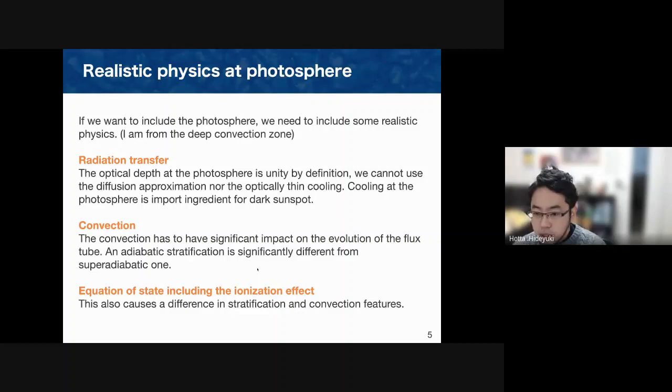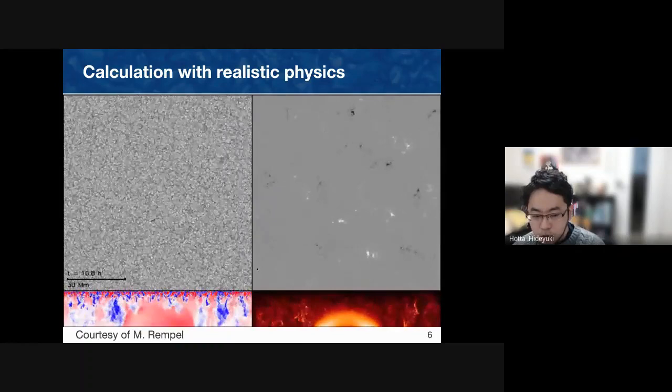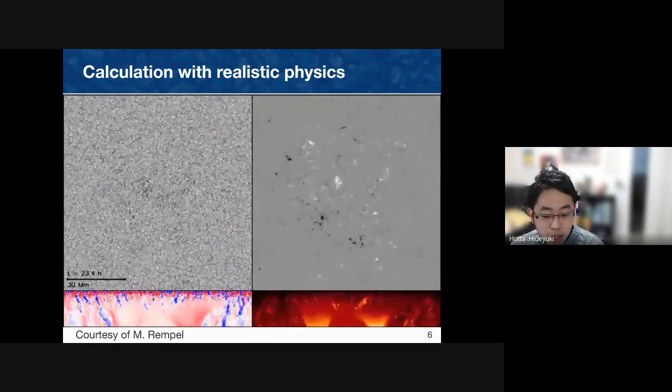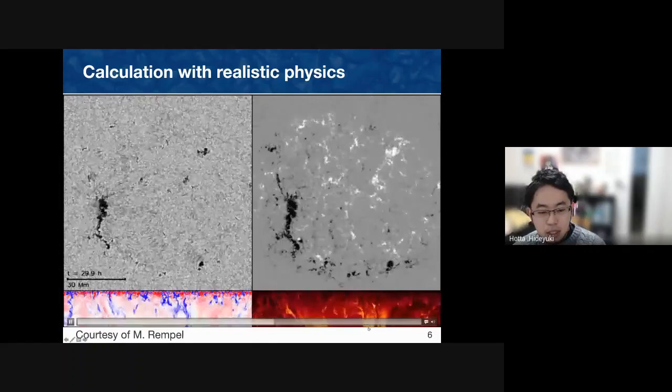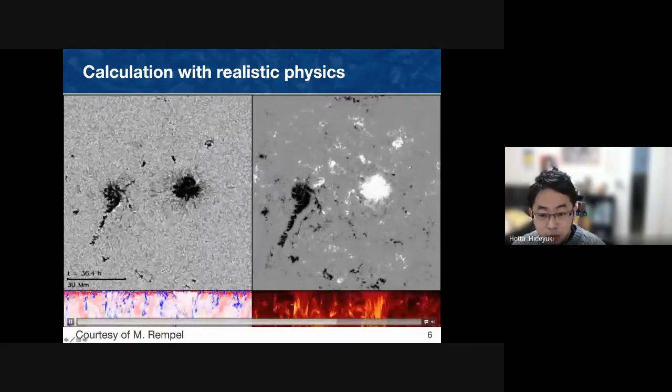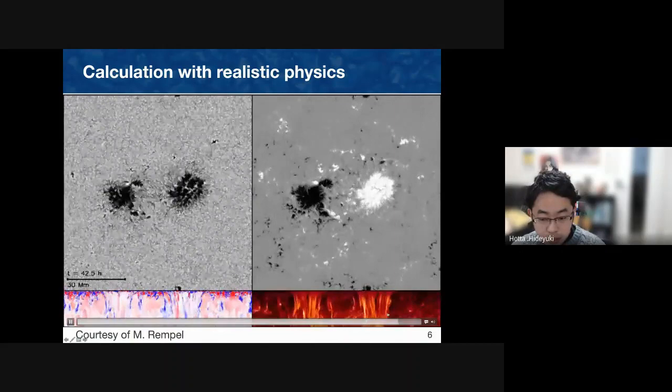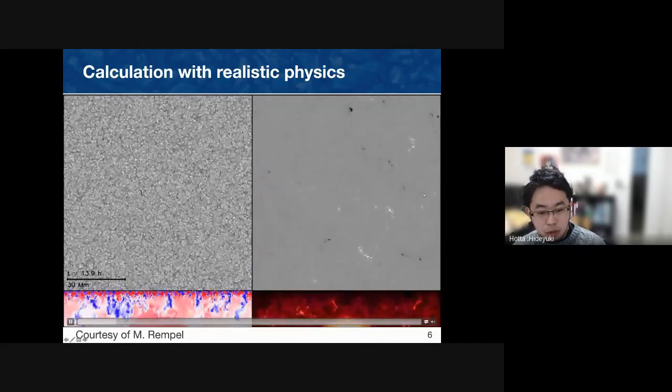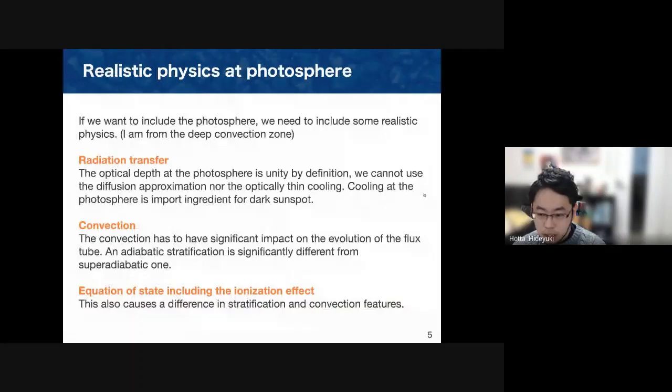These are very difficult to include in numerical simulation, but there has already been a numerical simulation including all these physics for the photosphere. This is a calculation done by Matthias Rempel. They put a magnetic flux torus at the bottom, and this is the emergent intensity and the line-of-sight magnetic field at tau equal one. And this is vertical velocity, and this is magnetic field strength. And you can see the nice formation of the sunspot.